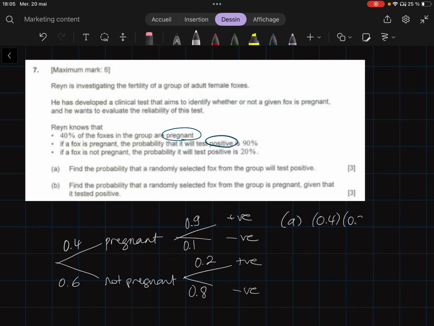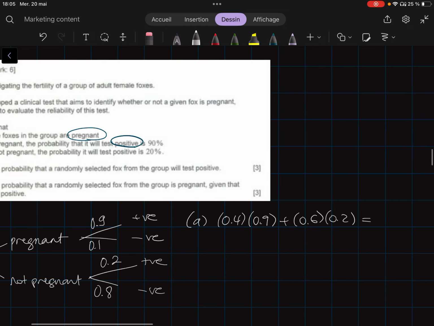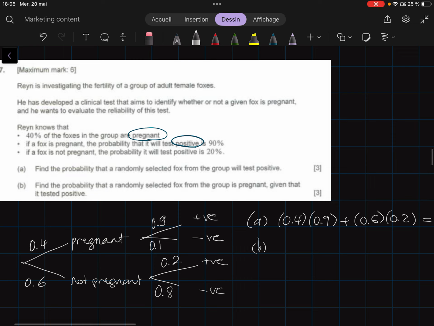0.4 times 0.9 plus 0.6 times 0.2. And this is 0.48. Part B. Find the probability that a randomly selected fox from the group is pregnant, given that it tested positive. So, we are asked to find P pregnant given positive.